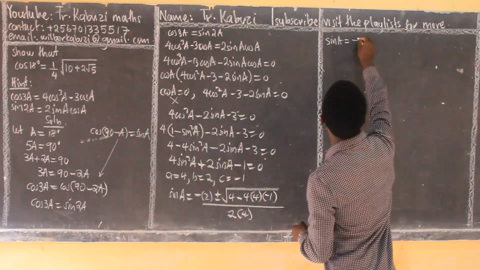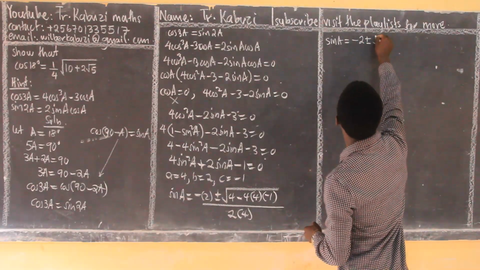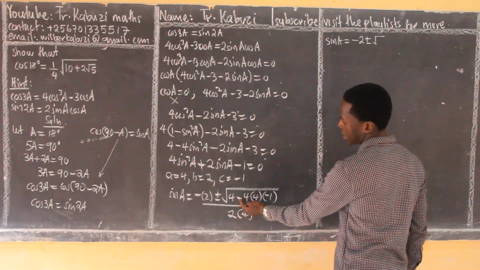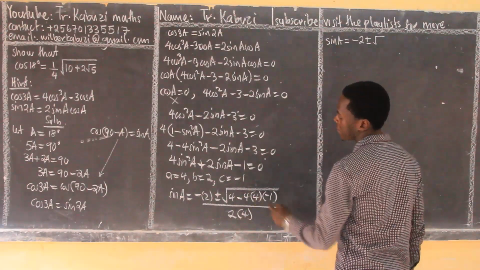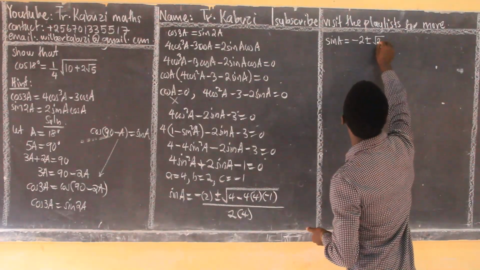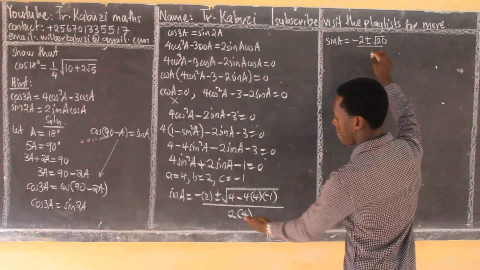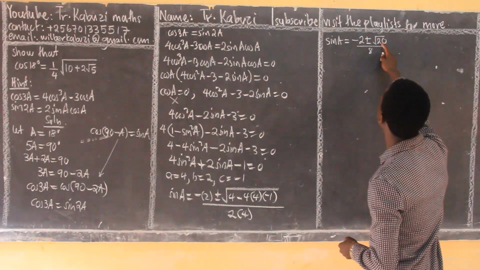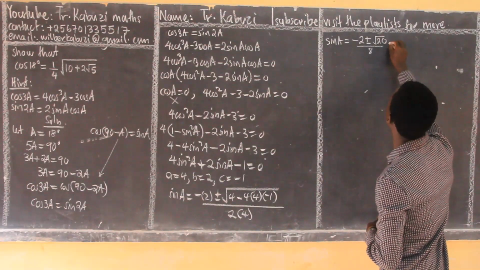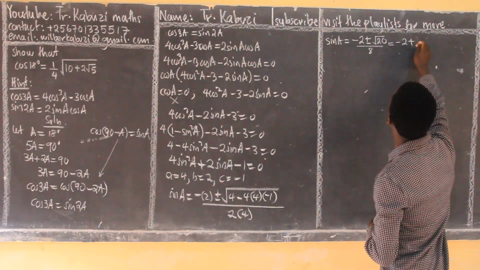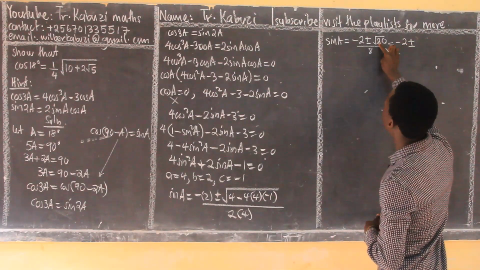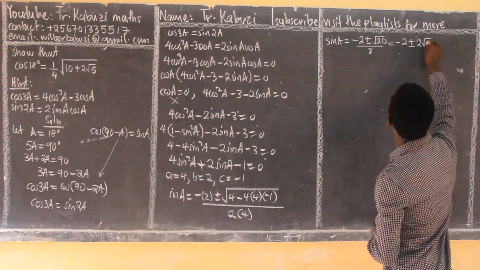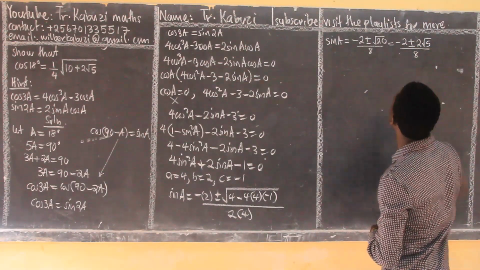This is going to be minus 2 plus or minus the square root of negative 16 times negative 1, which gives us positive 16, plus 4. That will give us 20. So root 20, the whole over 8. Now you see that you can express this, as there is a square number here, as plus or minus the square root of 4 times 5. The square root of 4 becomes 2 root 5, the whole over 8.